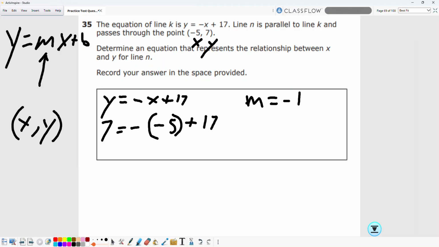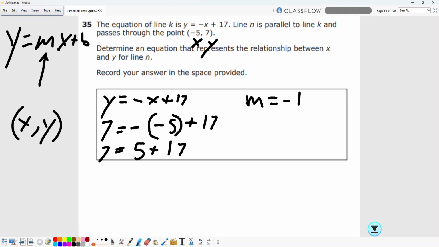So what we end up having is 7 equals 5 plus 17. All right, that's not going to make a true statement, and we're not trying to solve for the value of x, so it doesn't need to make a true statement. But it is helpful.